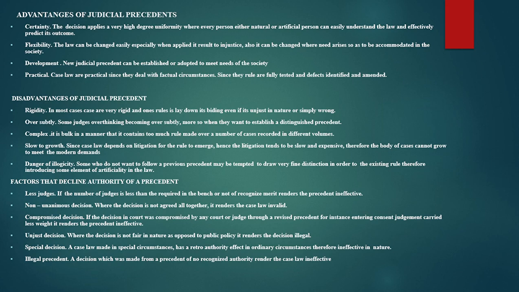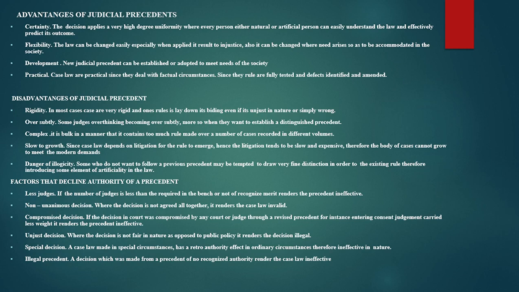So, factors that decline the authority of precedents. First, fewer judges. If the number of judges is less than the required number on the bench, or they are not of recognized merit, it renders the precedent ineffective. So if the number of judges on the bench does not match the number required in making the precedent, it is liable to be narrowed and overruled.